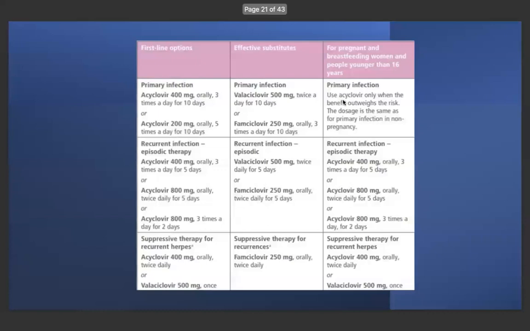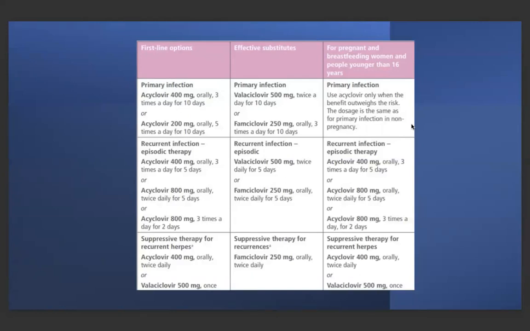Treatment of genital herpes. The first line option for primary infection is acyclovir 400 mg orally 3 times a day for 10 days. An effective substitute for primary infection is valaciclovir 500 mg twice a day for 10 days. For pregnant and breastfeeding women and people younger than 16 years, use acyclovir only when the benefit outweighs the risk. The dosage is the same as for the primary infection in non-pregnancy.